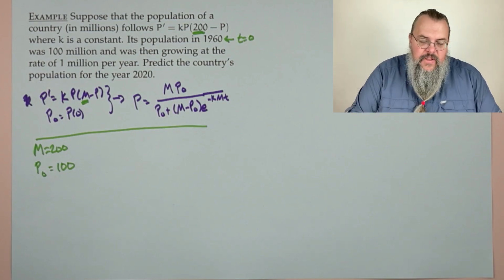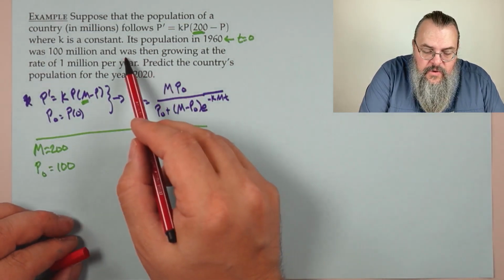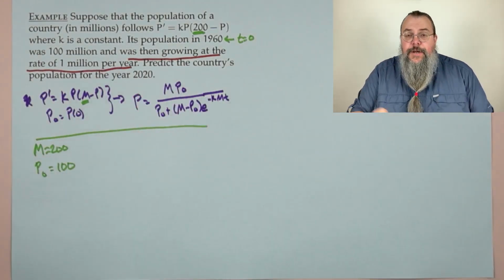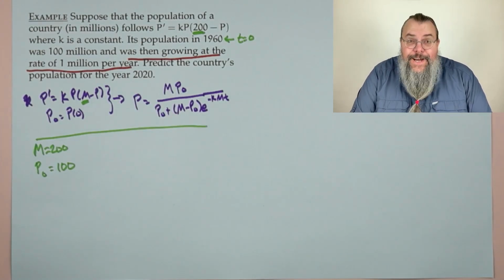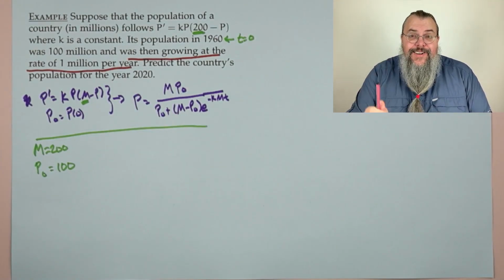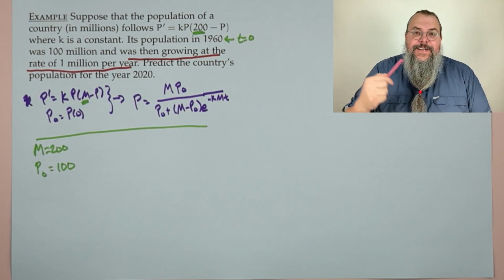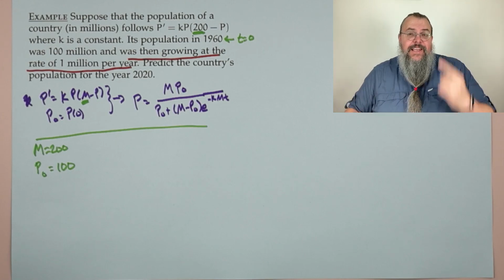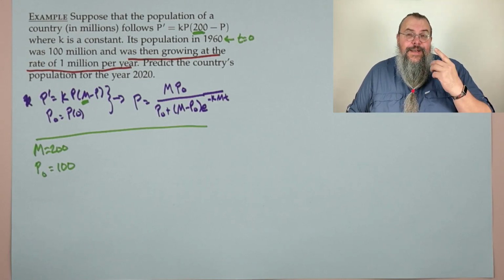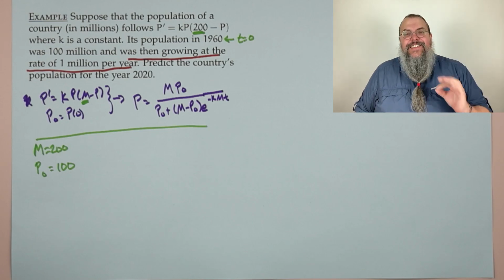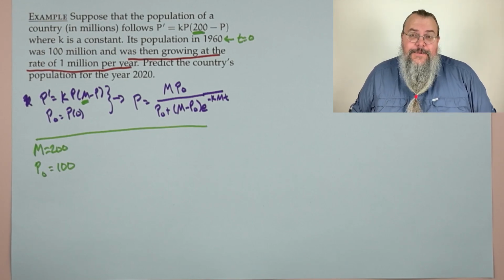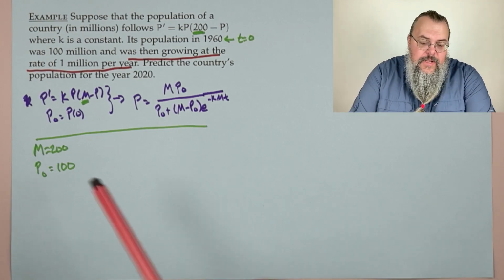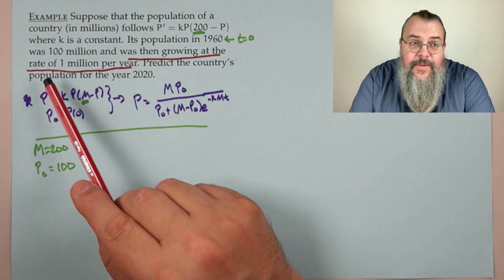Okay, so it was growing at the rate of 1 million people per year. Now, what does that tell us, and how do we get there? So we know something about the rate of growth of population. Does that say that K is 1? And why not? Okay, so it doesn't say that K is 1. We have to be careful here. What is it saying? Well, it's a rate of growth, because we see the word rate.